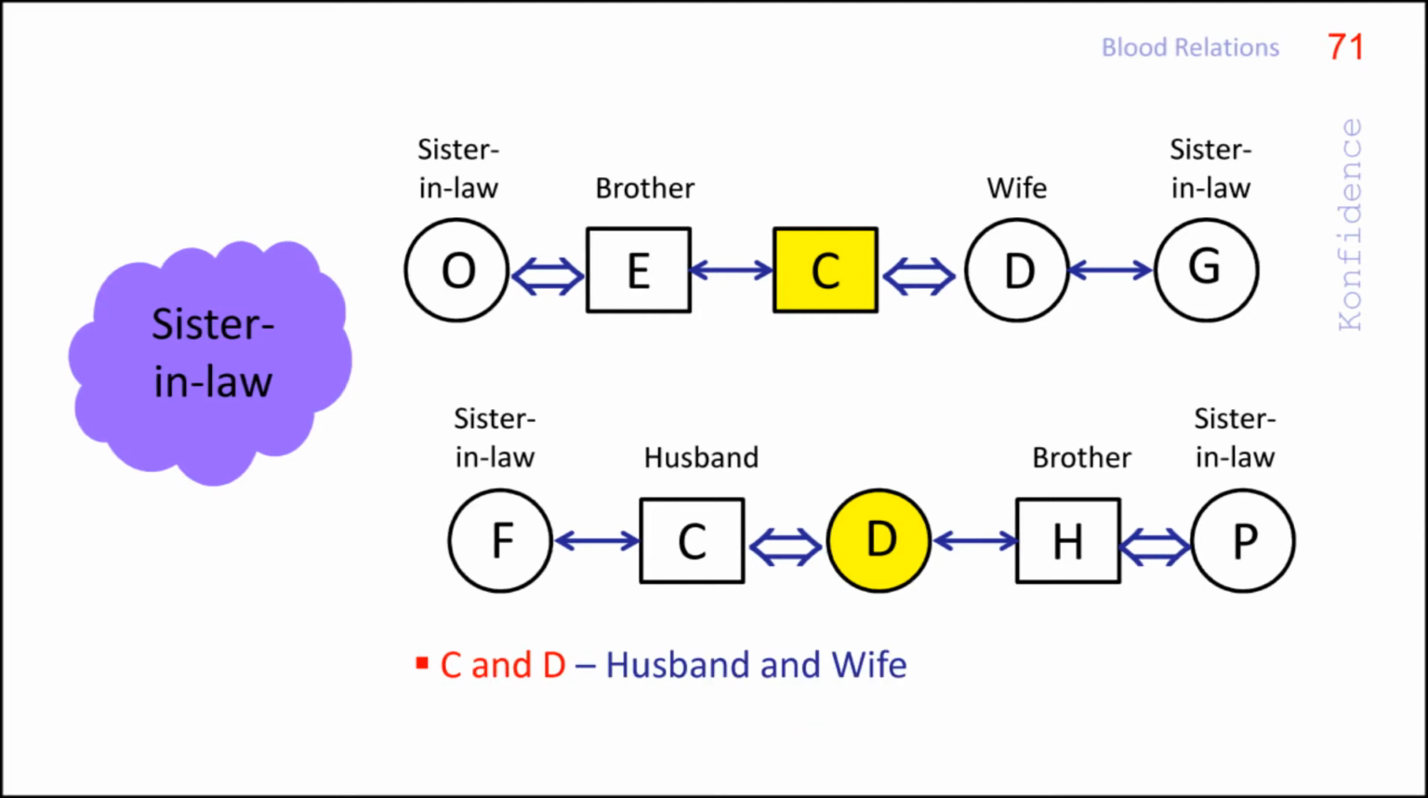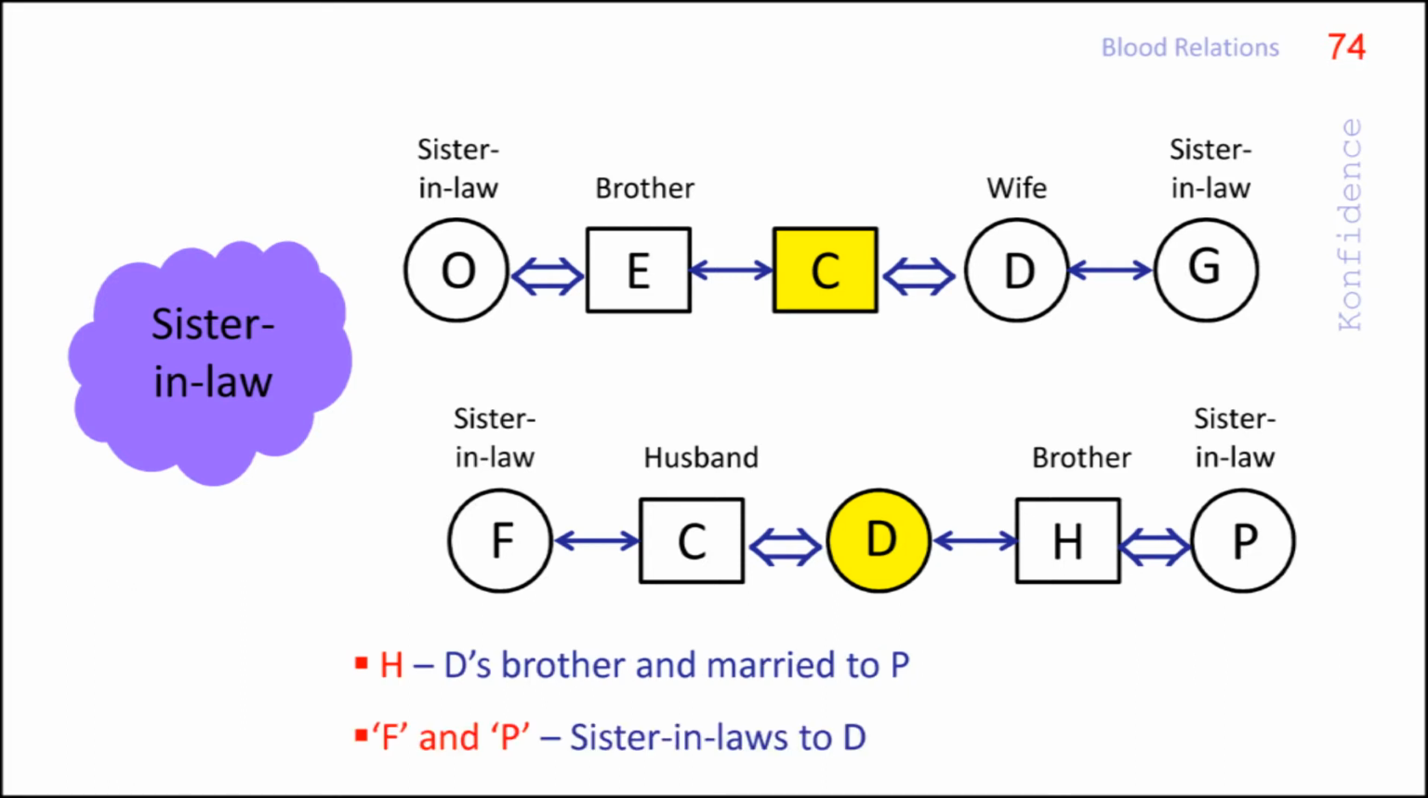In the second diagram also, C and D are husband and wife. F is the sister of C. H is the brother of D who is married to P. From D's perspective, F and P are sister-in-laws. It should be noted that wife of the brother of one's spouse is also one's sister-in-law. Thus, from the diagram, we can see that O is the sister-in-law to D. Similarly, P is sister-in-law to C.